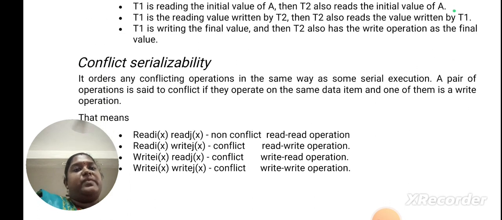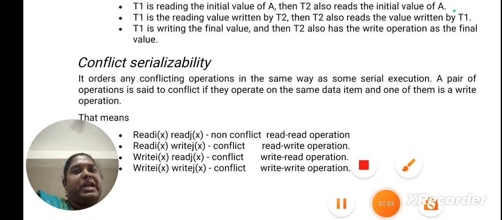Conflict serializability. Any conflicting operations are ordered in the same way as in some serial execution. A pair of operations is said to conflict if they operate on the same data items and one of them is a write operation. Read I of X and read J of X is a non-conflict. Read I of X and write J of X is a conflict, write I of X and read J of X is a conflict, and write I of X and write J of X is also a conflict. So the operations are read and read, read and write, write and read, and write and write. These are the four combinations considered in conflict serializability.